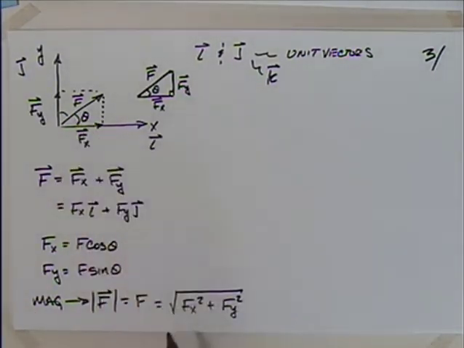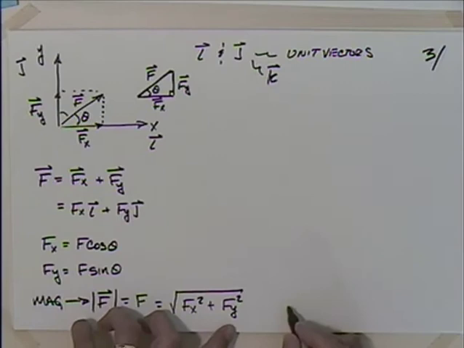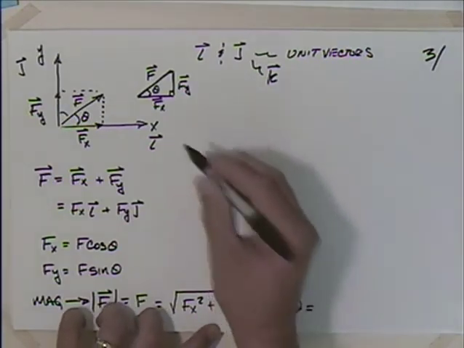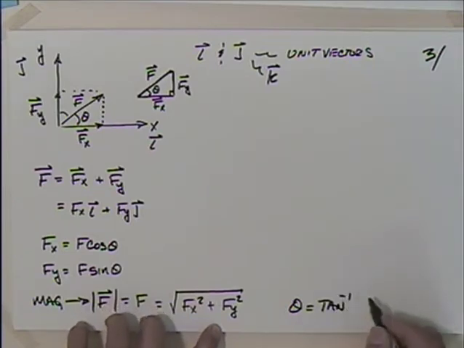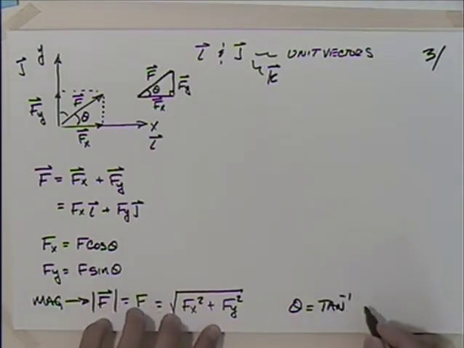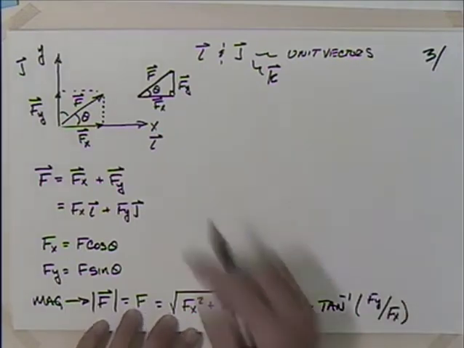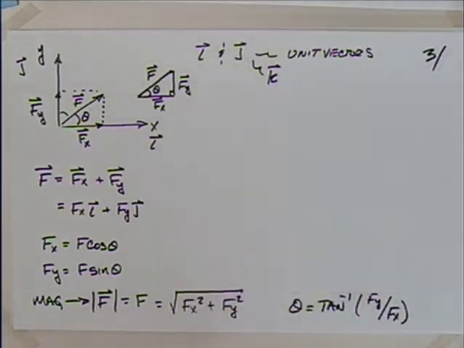Now, what if you wanted this angle? Let's say we're given Fx and Fy and you wanted that angle. You could say then that theta is equal to what? The arctan, the arctangent, inverse tangent, however you want to do that, of what? The opposite side, so it'll be Fy over Fx. Again, looking at this right triangle.